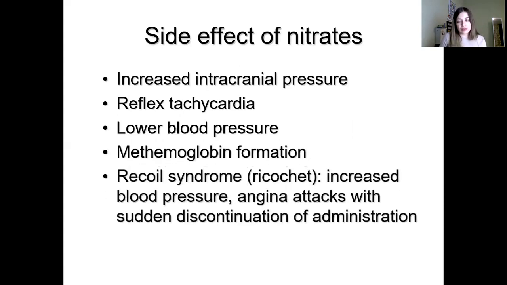The recoil syndrome, ricochet. It is increased blood pressure and angina attacks with the sudden discontinuation of administration. So when you stop using the drugs, symptoms can come back because their effects are not prolonged, they are not smooth, they are really strong, and when you stop them, everything can come back again.